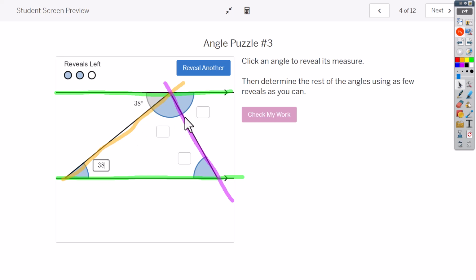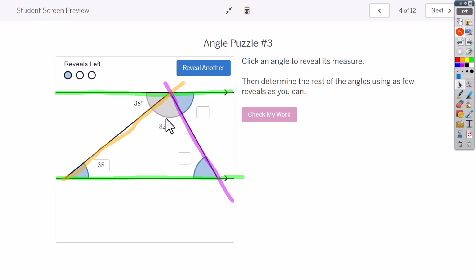Now this time, I'm going to have to reveal another angle measure. I think I could figure out what this big angle was, but since it's split into two pieces, I'm going to need another reveal. All right, so now we know that this is 82 degrees.